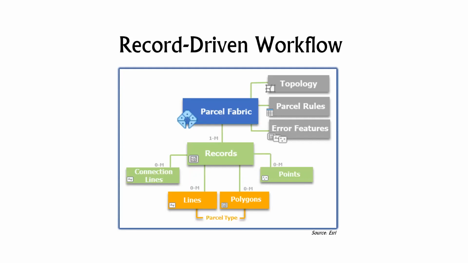This diagram is a representation of the Parcel Fabric in ArcGIS Pro. Records are at the center of the data model with points, lines, polygons in the Parcel Fabric associated with records. In Pro, records are a feature class within the Parcel Fabric.